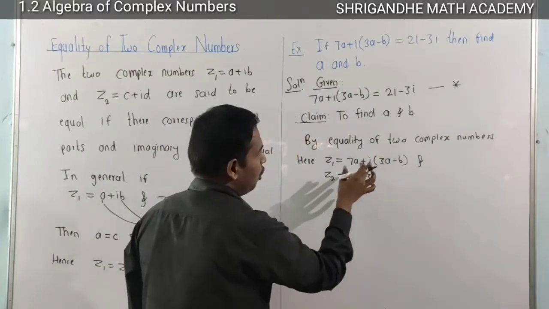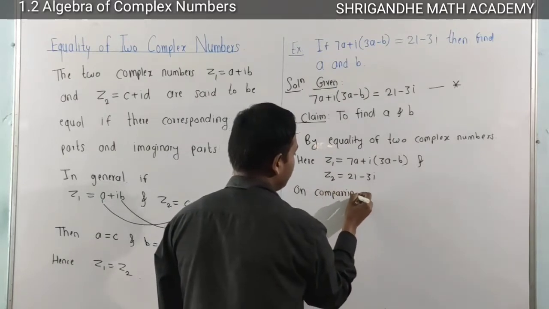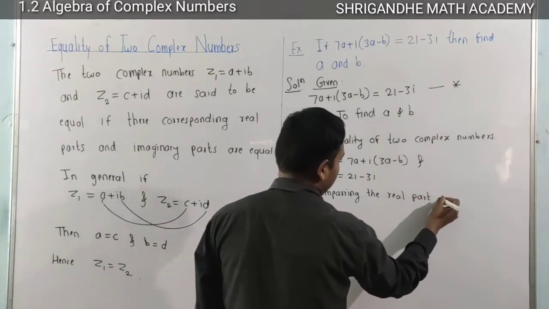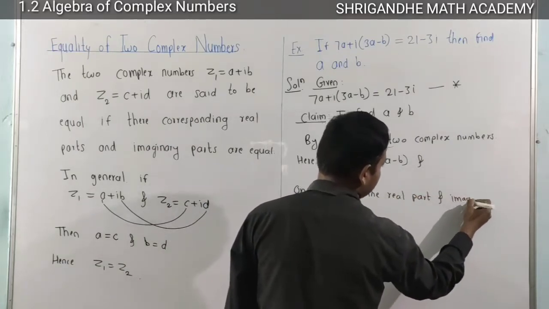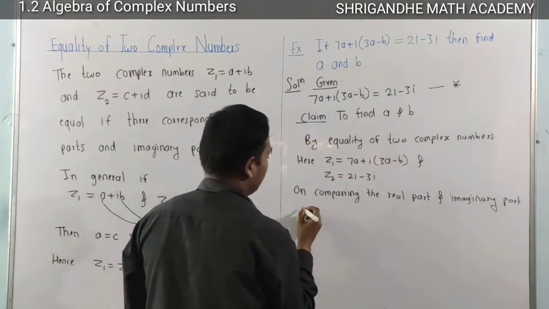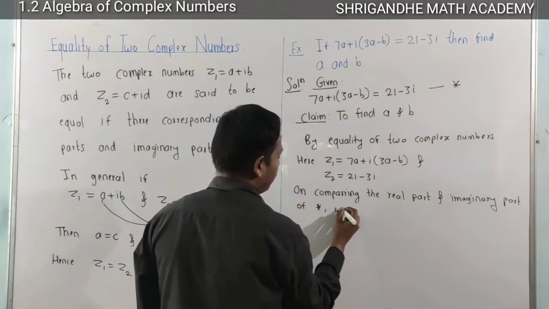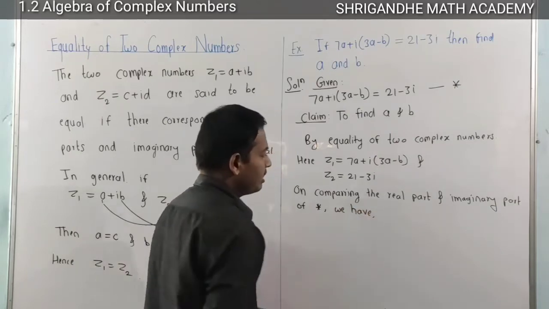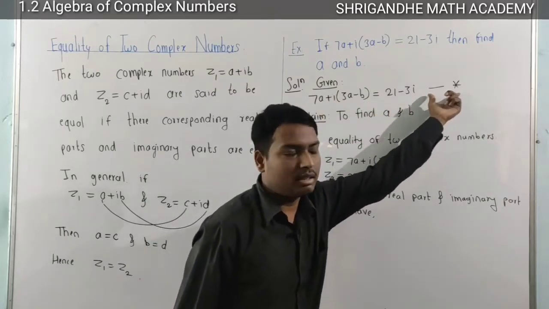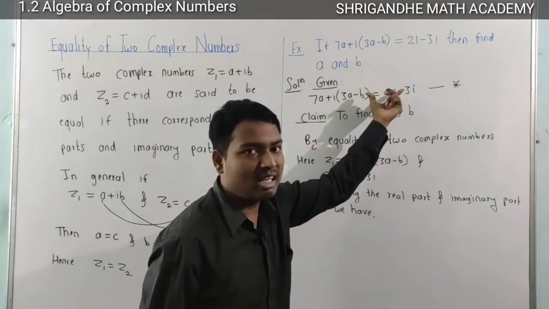Therefore, on comparing the real part and imaginary part of star, we have, here friends, we compare the real part and the imaginary part of this equation star. Clear? Means we compare these two complex numbers, real part and the imaginary part.